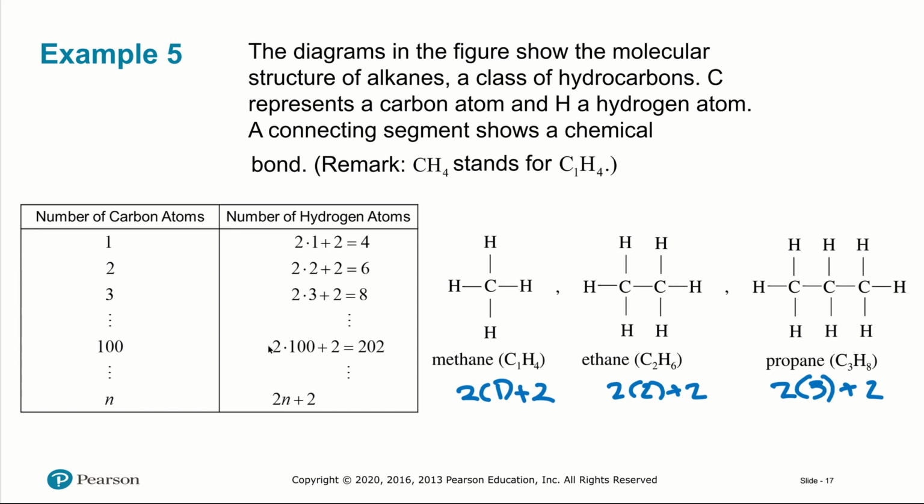So obviously, if this pattern continues, if a particular compound has 100 carbon atoms, it should have what? Twice 100 and then add 2. So 202 hydrogen atoms. What about a general term? Notice for any given number of carbon atoms, the number of hydrogen atoms can be found by just plugging into this expression, 2n plus 2.